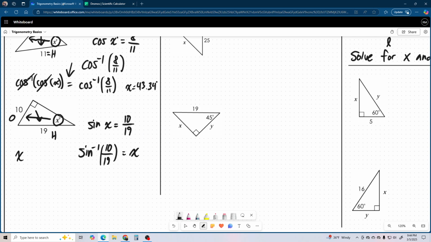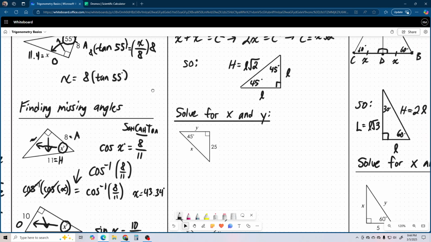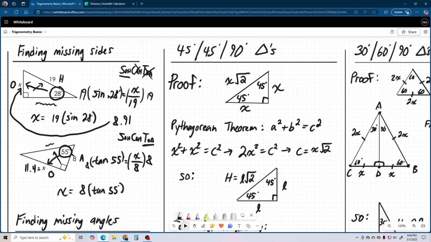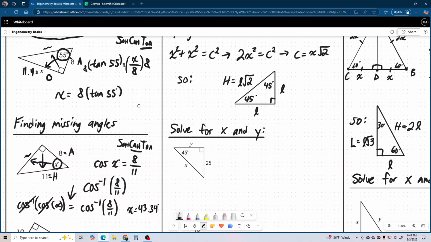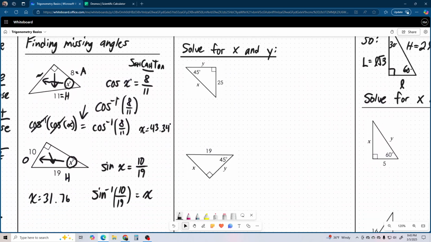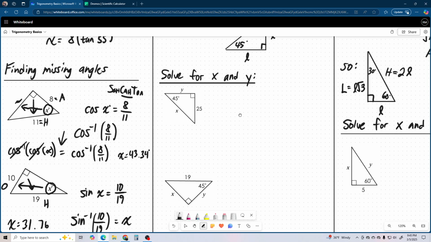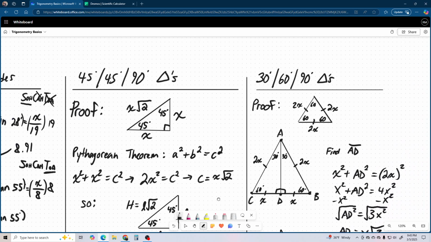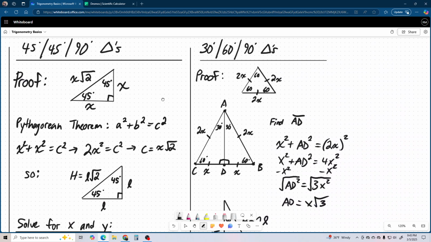All right, so that's it. So x equals 31.76. All right, that's it. Excellent. So now we know how to find missing sides, right? We use the trigonometric ratio. We find the right one. We plug in our equation, and then we solve for x. And then missing angles requires us to use the inverse of our different trigonometric ratios, and we solve for our angles that way. All right, so now let's start talking about special right triangles.